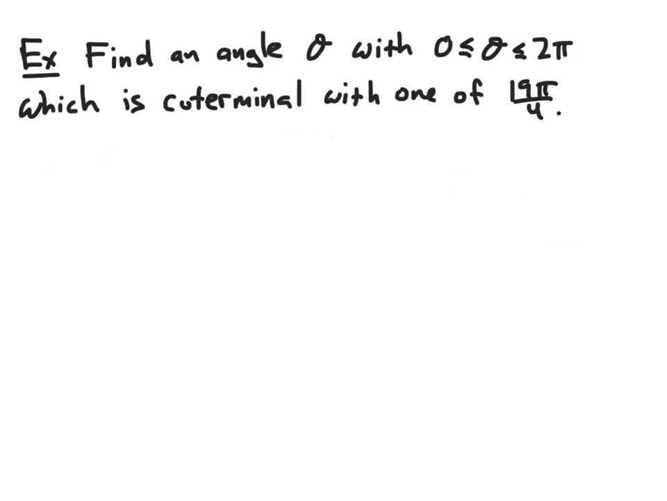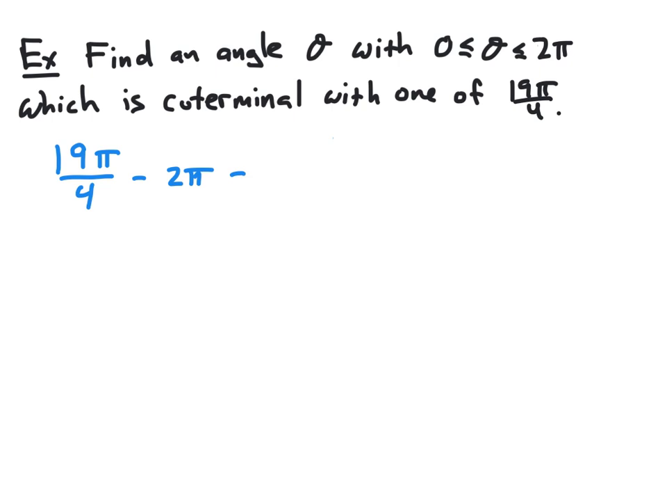Now let's look at an example using radians. Here we want to find an angle theta between 0 and 2 pi radians, which is coterminal with one of 19 pi over 4. We're going to apply the same procedure as in the previous examples, except we're going to do the calculation in radians. Since 19 pi over 4 is bigger than 2 pi, we're going to start by subtracting off one full rotation from this angle, which would be 2 pi radians.